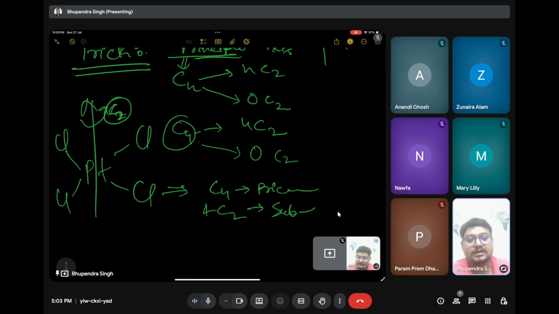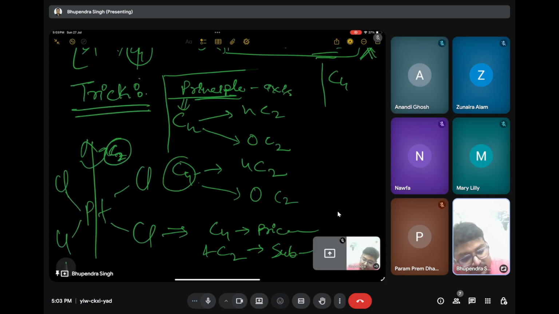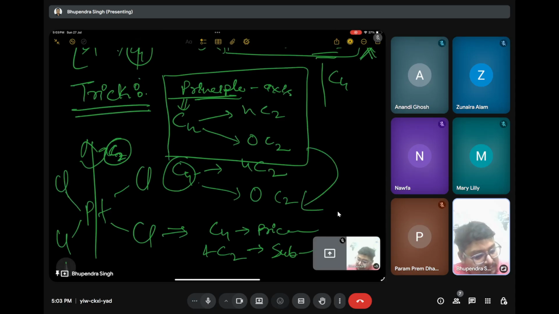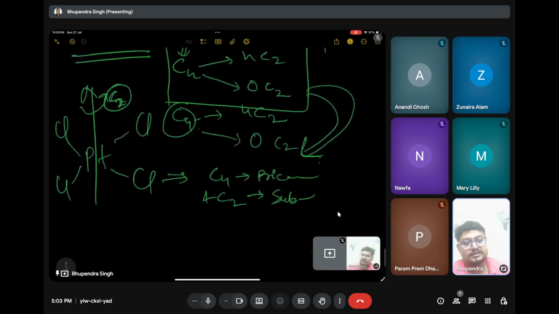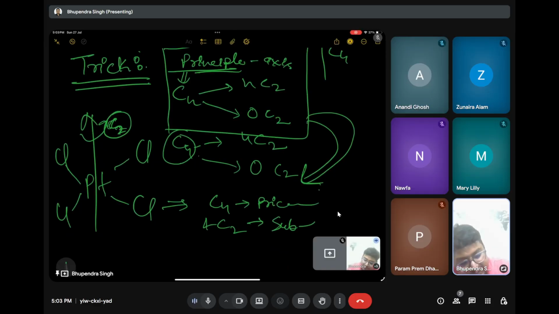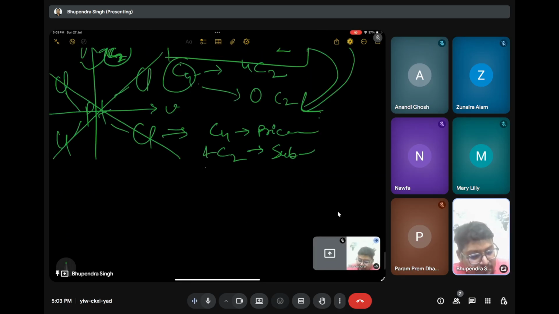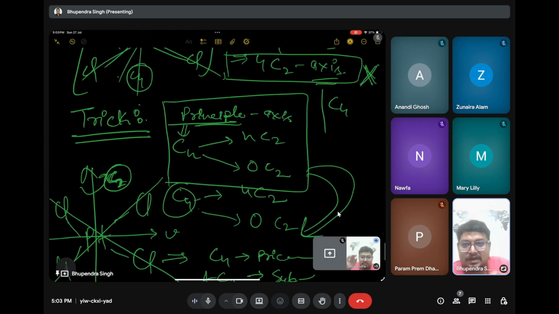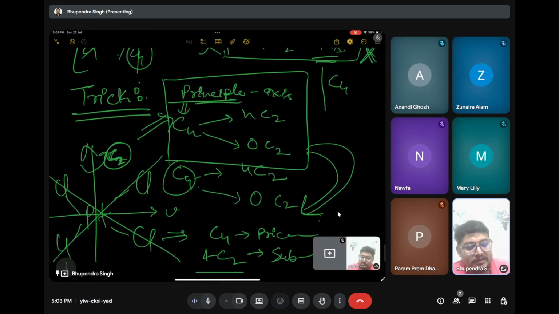Okay, this is the trick. You can determine it easily because you have to save time. Why would you find this again? One C2 axis is here, another here, another here, another here. Now I know 4 C2 axes are there. But if you remember this class, if you remember this trick, you simply determine that 4 C2 axes are present.